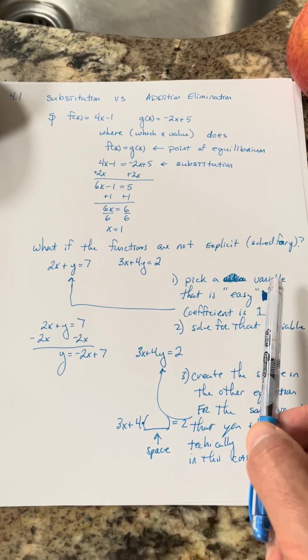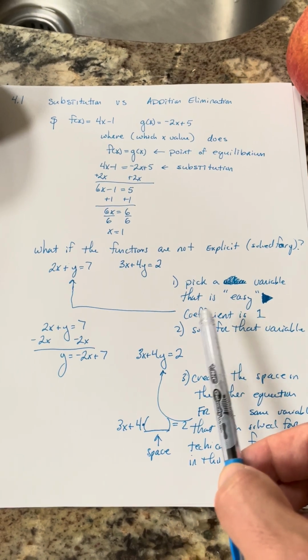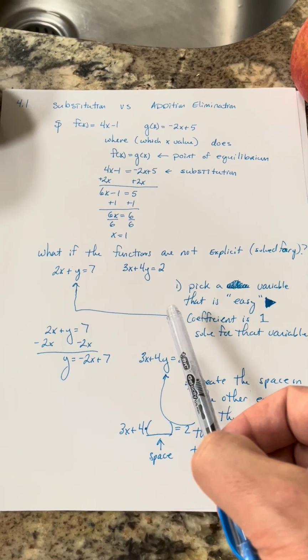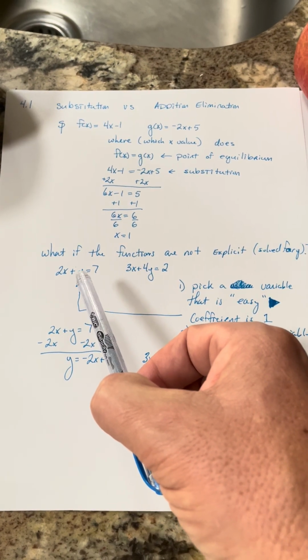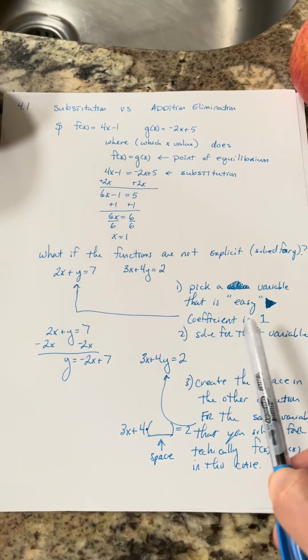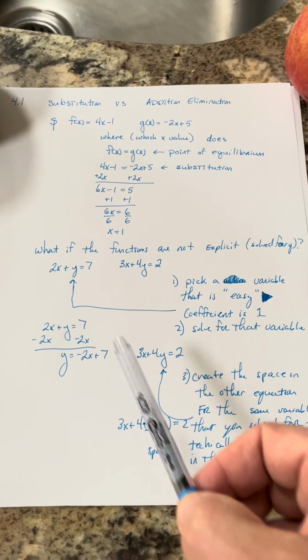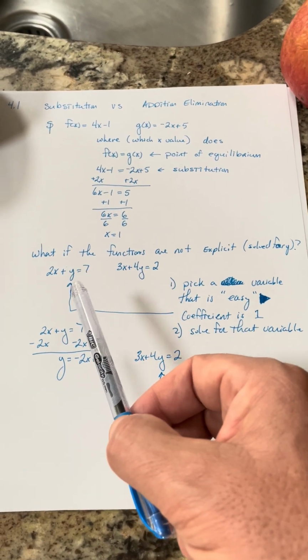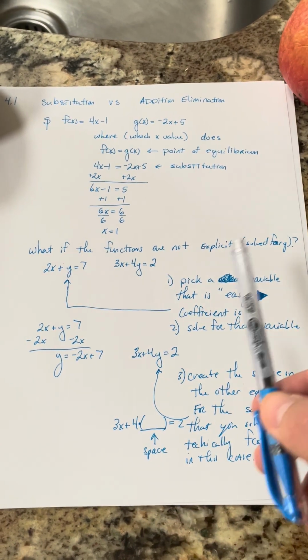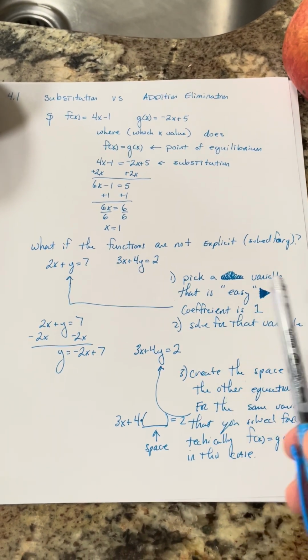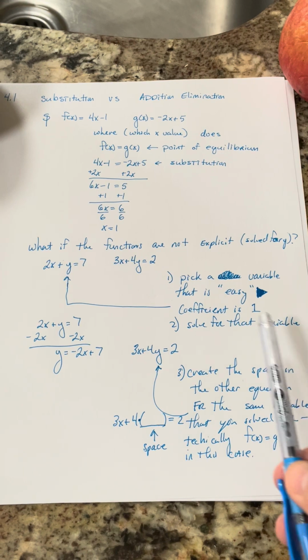So pick a variable that is easy, and I put this little arrow pointing over to here, so you follow that arrow over there. This one's easy to solve for because the coefficient is 1. If all the numbers are even, then find one that goes into all the other ones easily. Anyways, what we're going to do is solve for that variable.